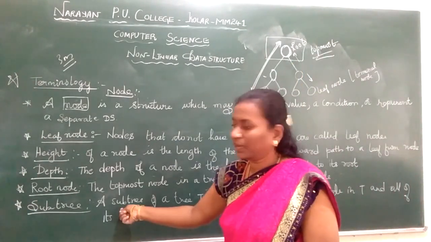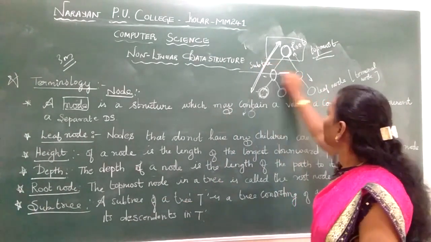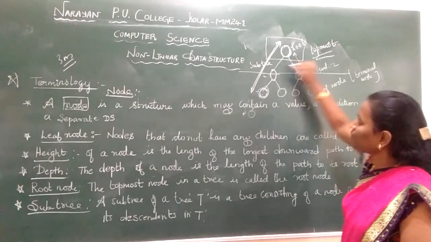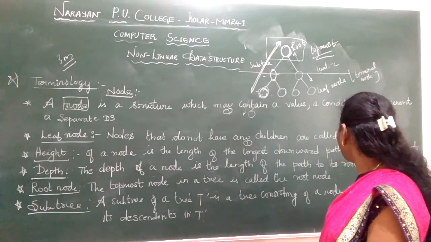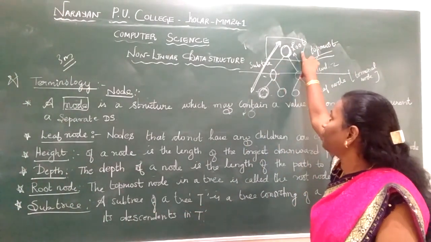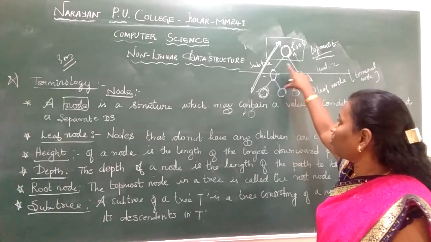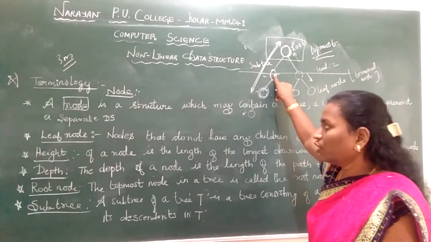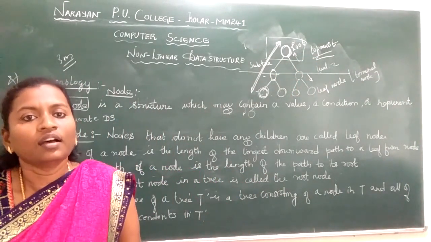And what is meant by subtree? For example, this is my subtree. From here, level 1, level 2, level 3, if I take from level 2, this is my subtree. A subtree of a tree T is a tree consisting of a node in T and all of its descendants in T. So I have a tree called T, and a subtree will be a part of it. For example, level 2 is a subtree, which is a part of the tree. These are the definitions and terminologies related to trees.